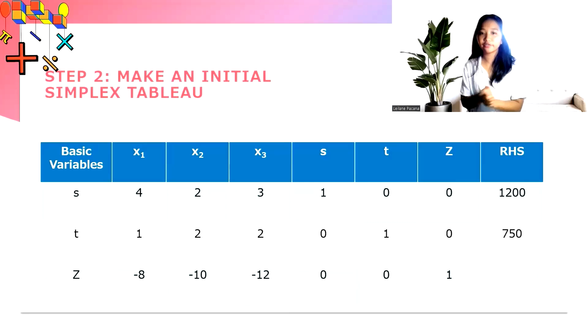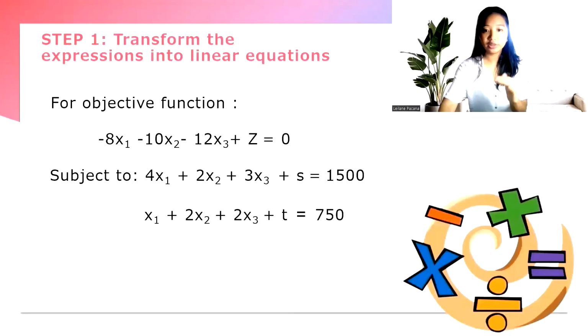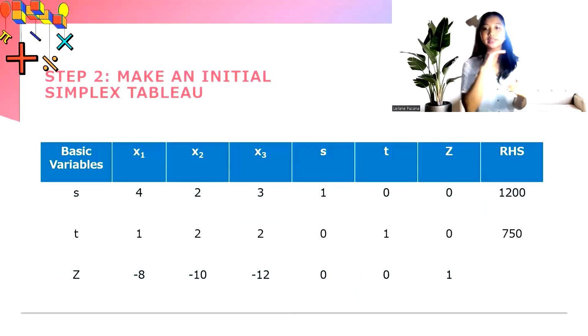So to put it there, for our first constraint, it's 4, 2, 3, 1, 0 for our second slack variable because we don't have that in our first constraint, and 0 for our Z. You can see from our equality that we don't have that. And then for our second constraint, we just have to put 1, 2, 2, 0 for our first slack variable, but we have 1 for our second slack variable, of course, and 0 for our Z, and it is equal to 750.